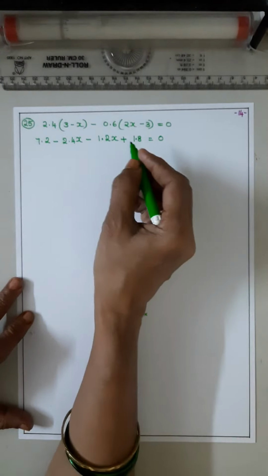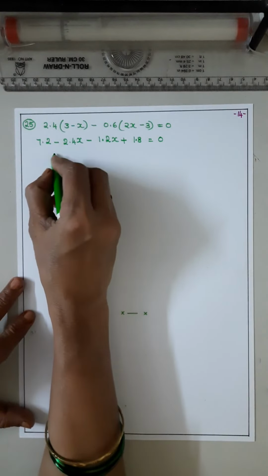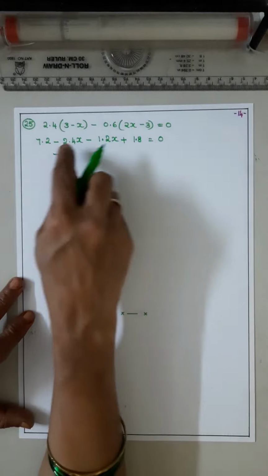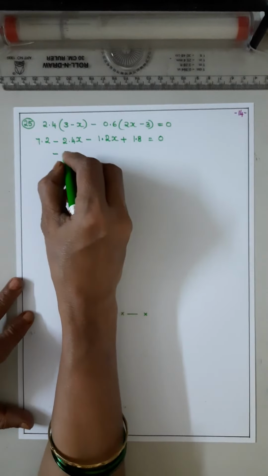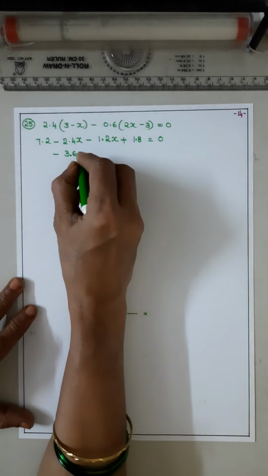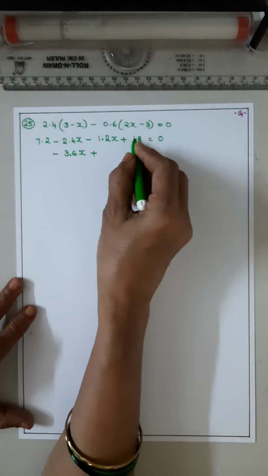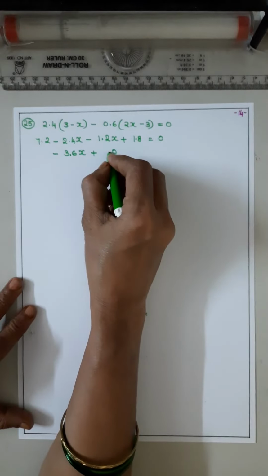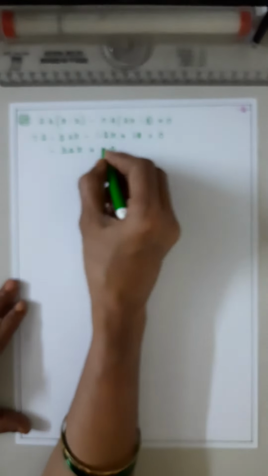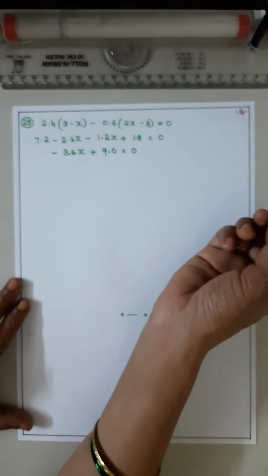Now this one will be minus minus. You have to add, isn't it? And the sign is minus, 24 plus 12. It is 36 and it is 3.6x. Now this one, when you add, 8 plus 2, 10, 1, 8, 9. 9.0 is equal to 0.